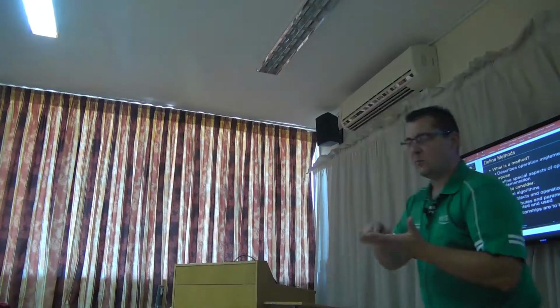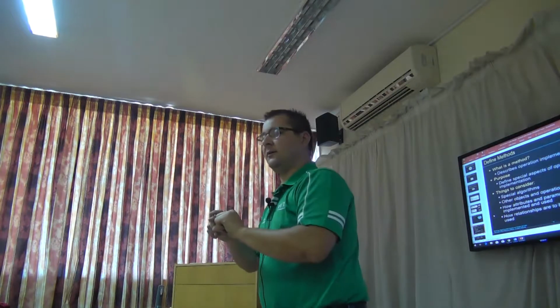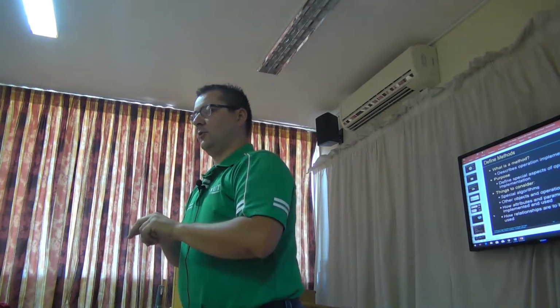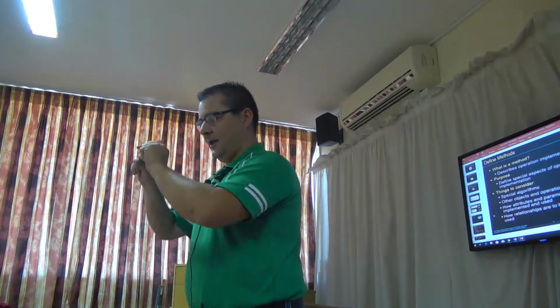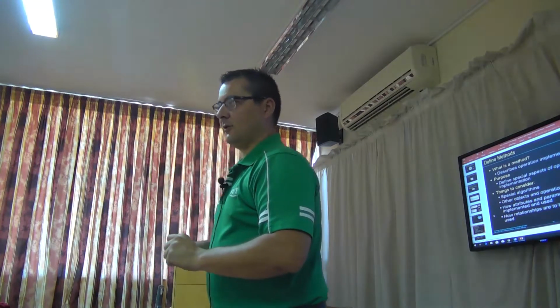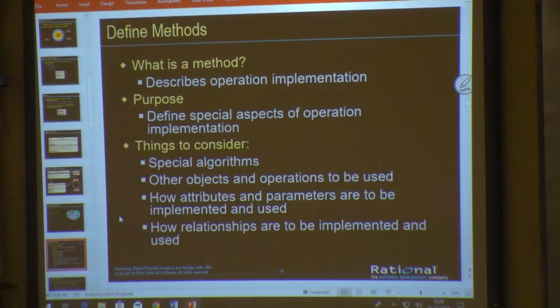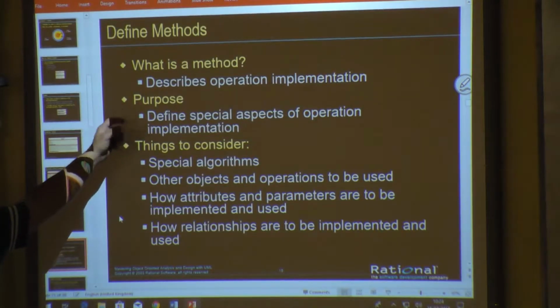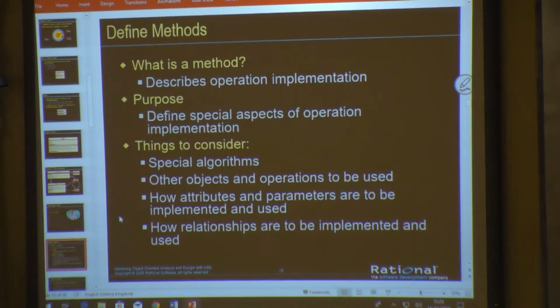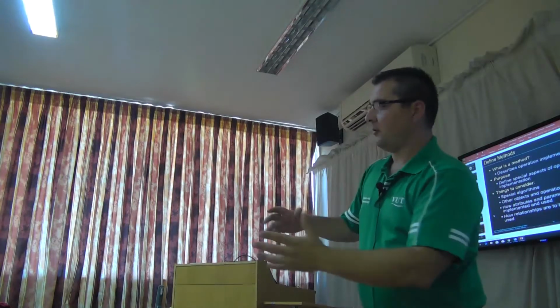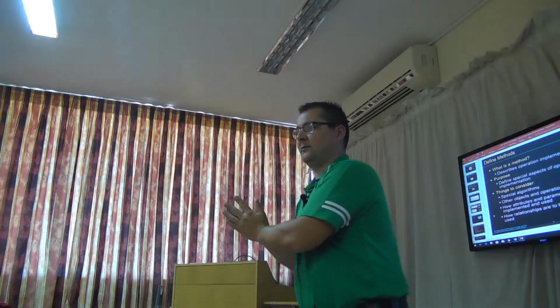So we said an operation is really just that statement which you get from your initial sequence diagram, and that's saying what is going to happen, like get balance. But a method is now the actual description of what is going to happen. How are we going to get the balance? Okay.